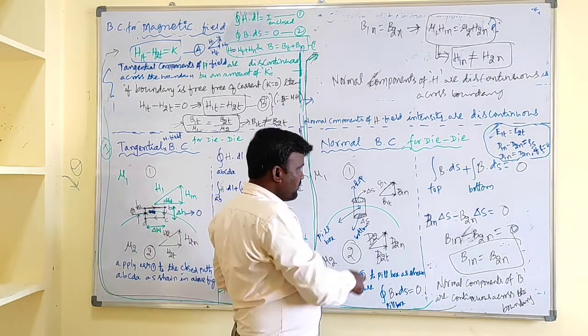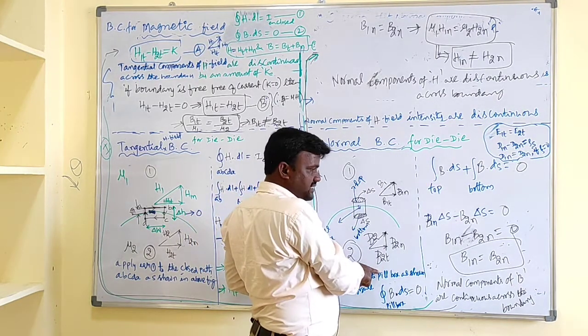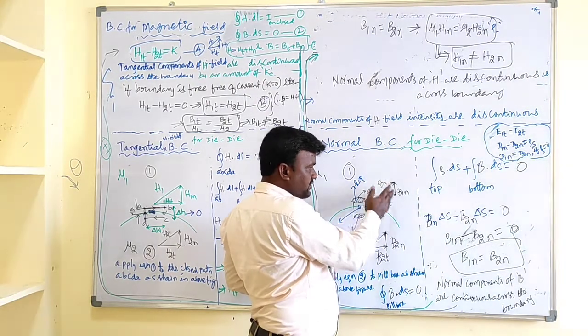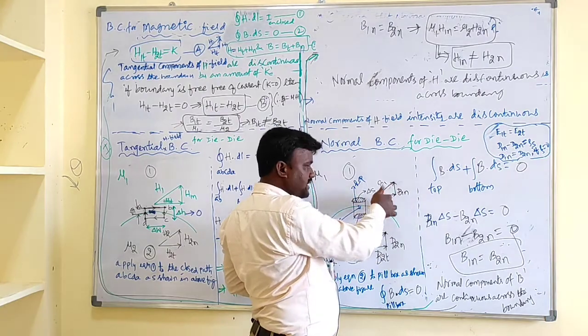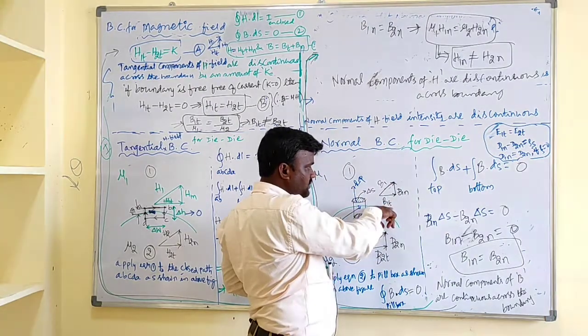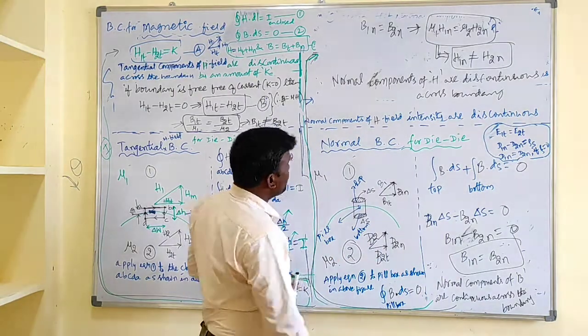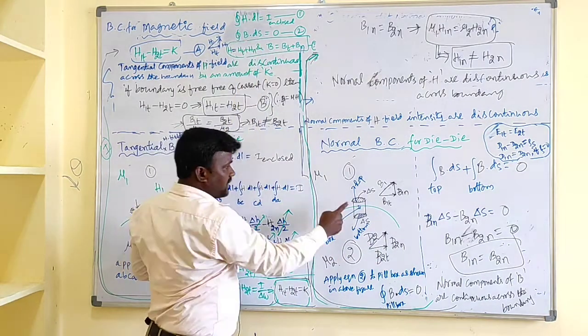Let us consider B1 existing in the first medium and B2 existing in the second medium. This B is split into a tangential component and a normal component. That means B is decomposed into two orthogonal components, one tangential and another normal. B2 is also the same. Now let us apply equation 2 to this field box.